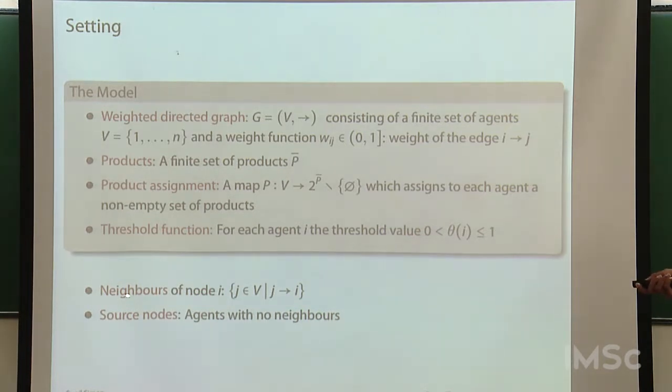Let me define two notations. The neighbors of a node i are the set of all nodes j in the graph such that there's an edge from j to i. So there's an influence: i is influenced by j. That's the set of neighbors.